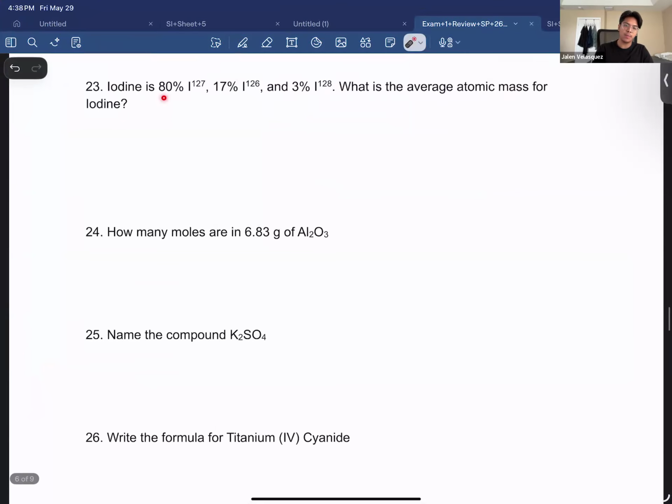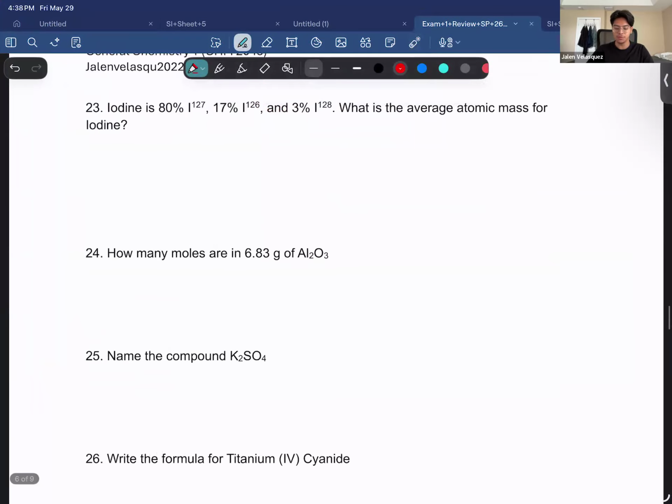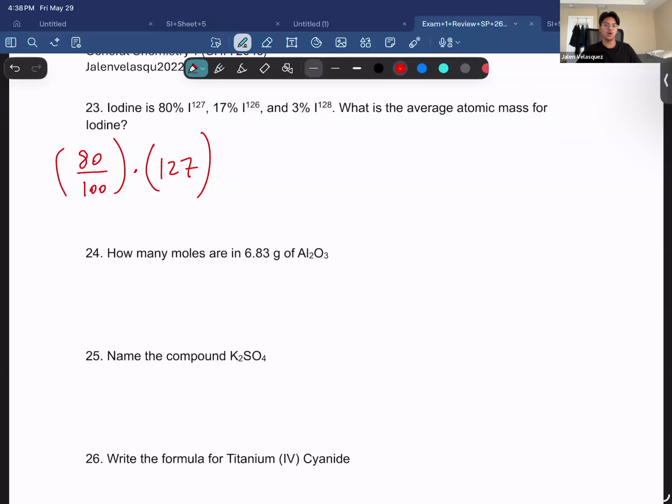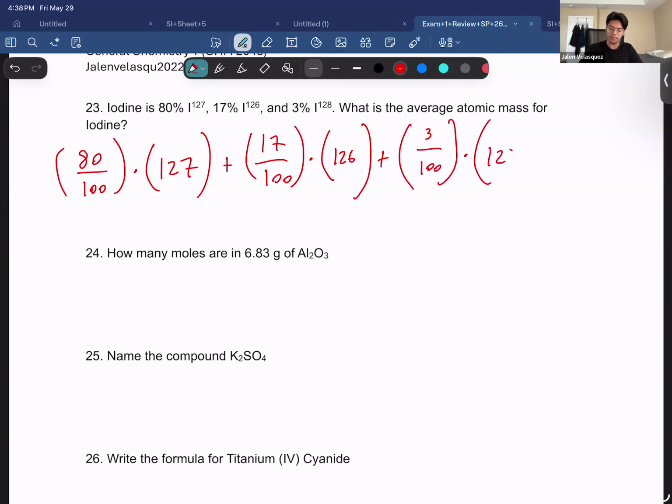Here I give you the percent abundances of iodine and the relative mass. So you use the formula to solve for average atomic mass, in which you take the percent abundance, divide by 100, and multiply by the mass for each isotope. We have three isotopes, so we do this three times. Now we have the 17% I-126, so the mass of that is 126, plus we have 3%, so 3 over 100 times 128.